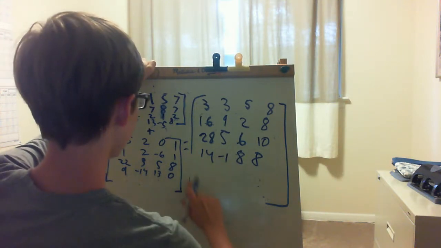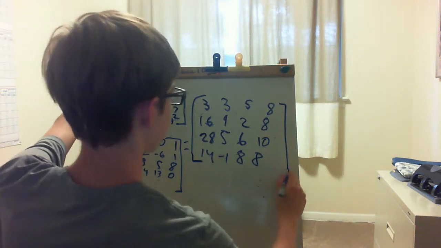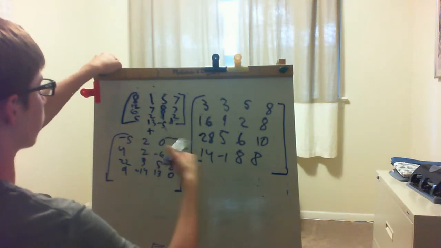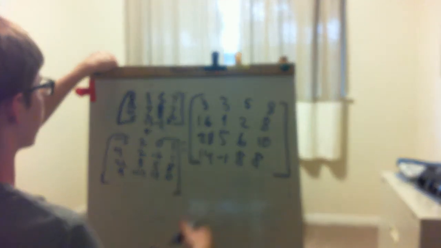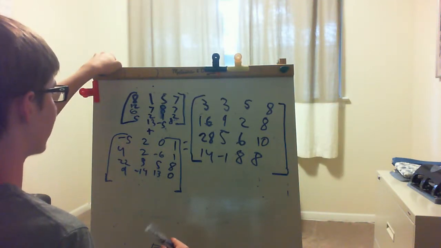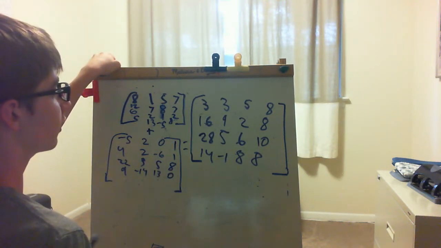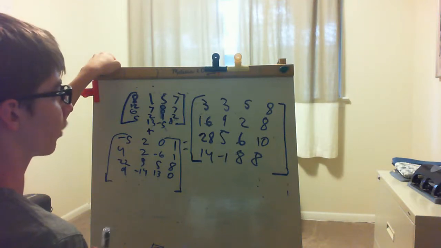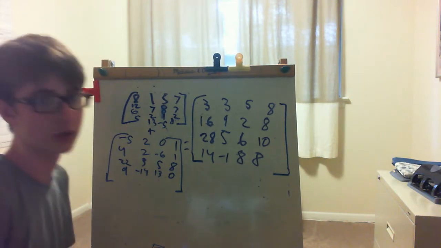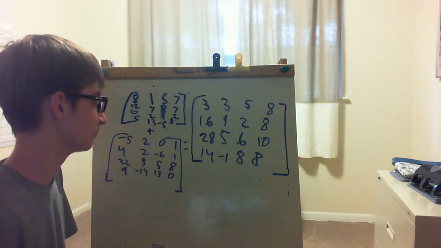So yeah, your answer for the matrices, it's plural: 8, 1, 5, 7, 12, 7, 8, 7, 6, 2, 1, 2, 5, 13, negative 5, 8, plus negative 5, 2, 0, 1, 4, 2, negative 6, 1, 22, 3, 5, 8, 9, negative 14, 13, 0, should leave you at 3, 3, 5, 8, 16, 9, 2, 8, 28, 5, 6, 10, 14, negative 1, 8, 8. If you didn't get that, I recommend going through your work and figuring out why. But, I mean, that's the answer.